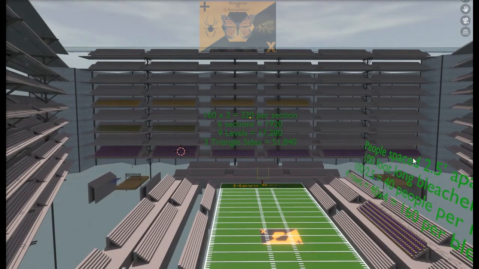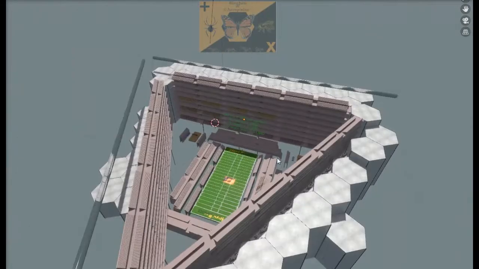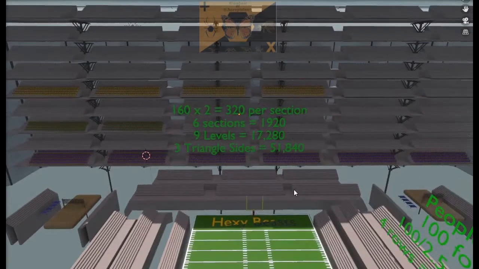You just look. There's no counting. There's no math you have to do in your head because someone else already did the math. That's 2,000 people right there. 9 levels, you have 17,000 people. 3 triangle sides, you have 52,000 people. Just like that.